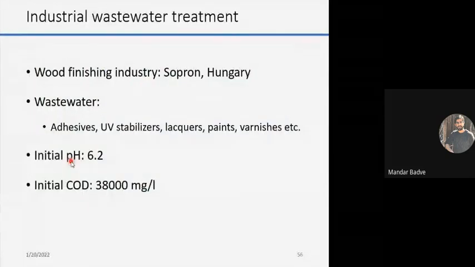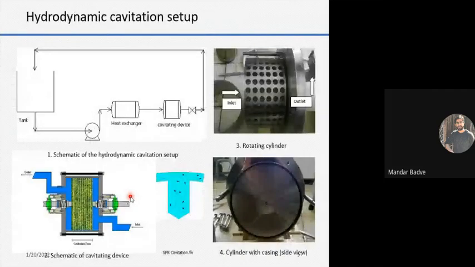And in the last, we did another wastewater treatment study where we treated wastewater from a wood finishing industry in Hungary. I was there for like 2-3 months to carry out this research work. So the wastewater contained different adhesives, UV stabilizers, lacquers, paint, varnishes, and the traces of those. And it had an initial COD of around 38,000. They wanted it to reduce below 10,000 for a safe discharge, right? So we tried to do it with the cavitation.